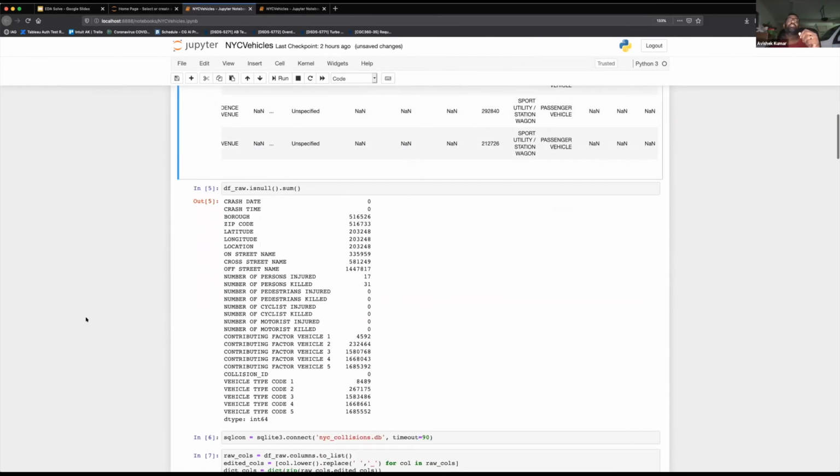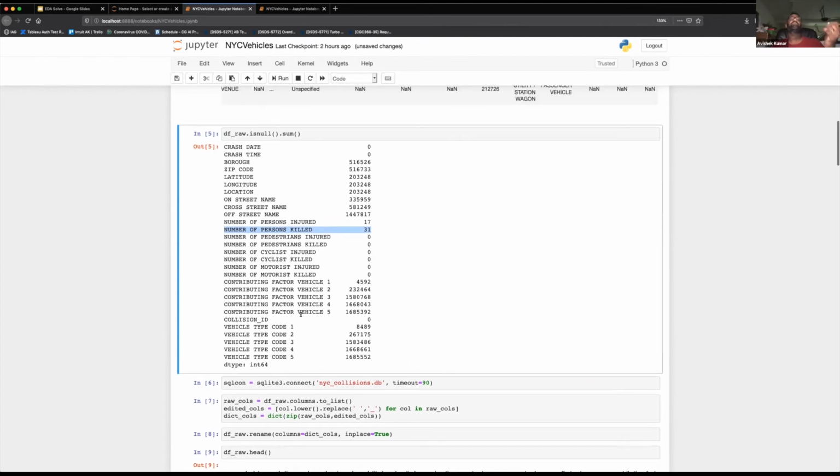The first thing I usually check for is how complete the data is, how many nulls there are. So you see that you actually have a lot of nulls in locations: what borough, zip codes, where the streets are. And then you have nulls in, say, number of persons injured and killed, right? This likely means that someone just wasn't injured or killed. And then you have a collision ID, and there are no nulls here, so this indicates that this is probably a unique identifier.